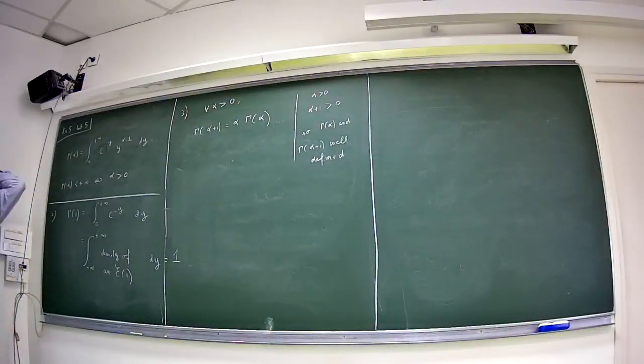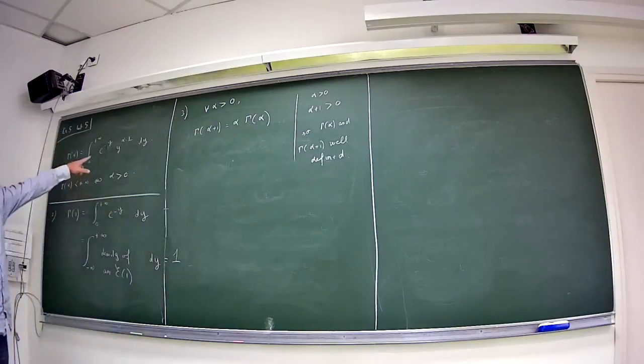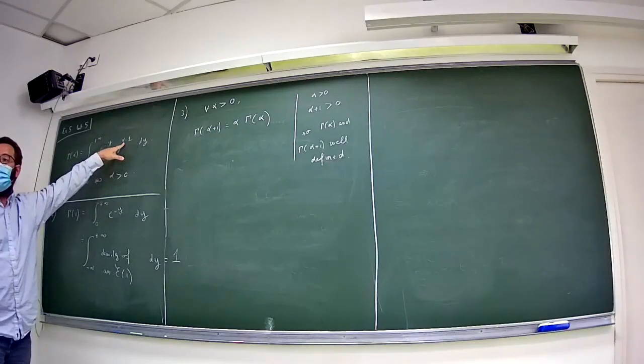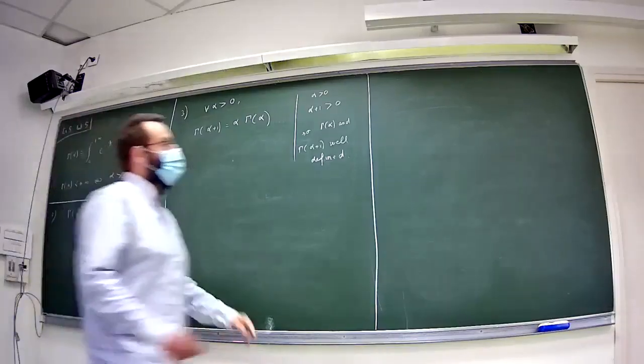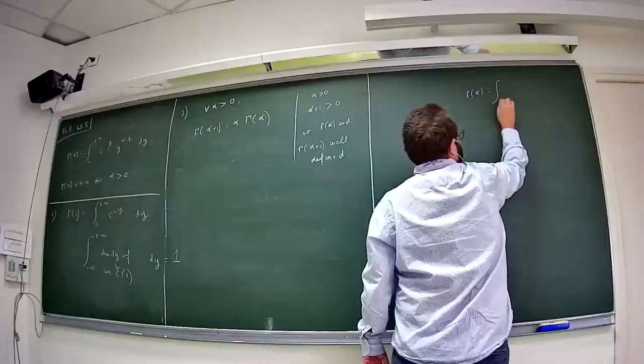Okay. So do you have an idea to do this? If I have a look at what is gamma of alpha and gamma of alpha plus 1, the only thing that is changing is the power of y here, okay? So I have gamma of alpha, that is this one.